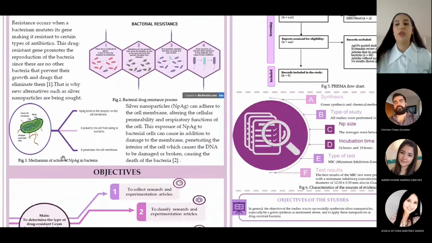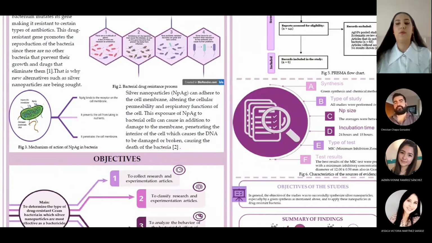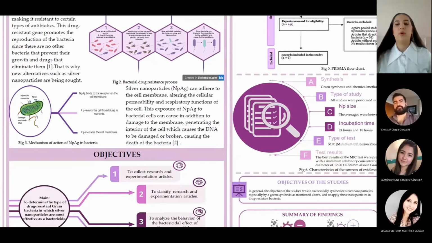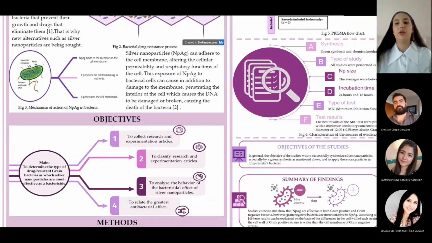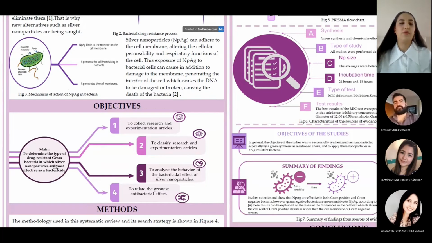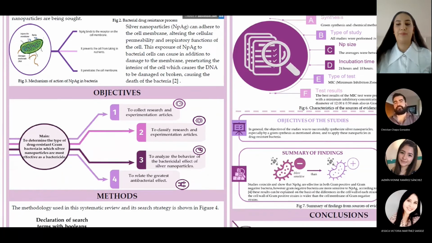Given the issues at stake, the question is formulated: in what type of drug-resistant bacteria, gram-positive or gram-negative, are silver nanoparticles more effective? The main objective of this project is to determine the type of drug-resistant gram bacteria in which silver nanoparticles are most effective as a bactericide.